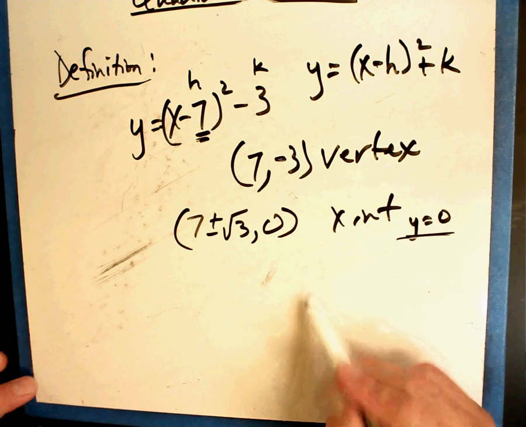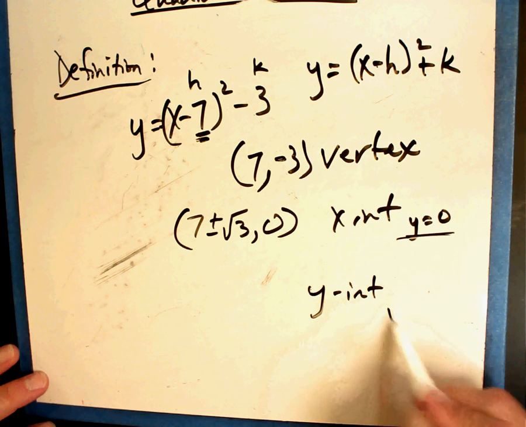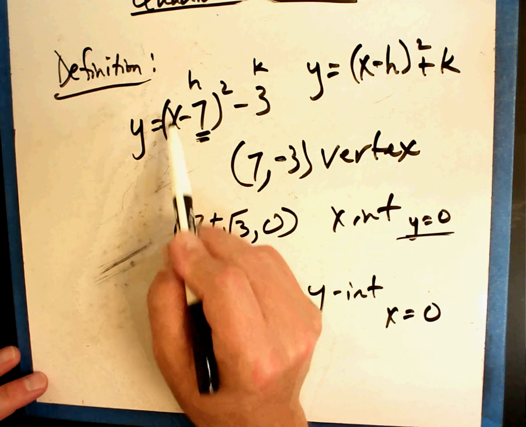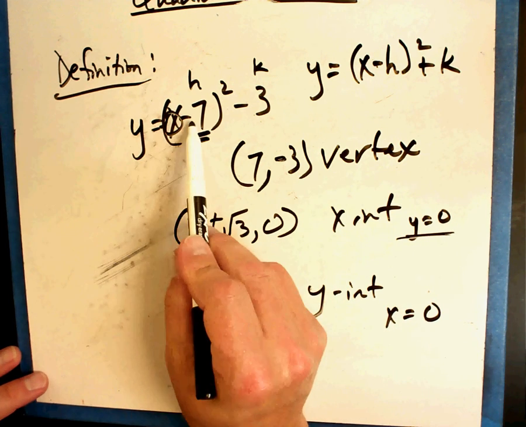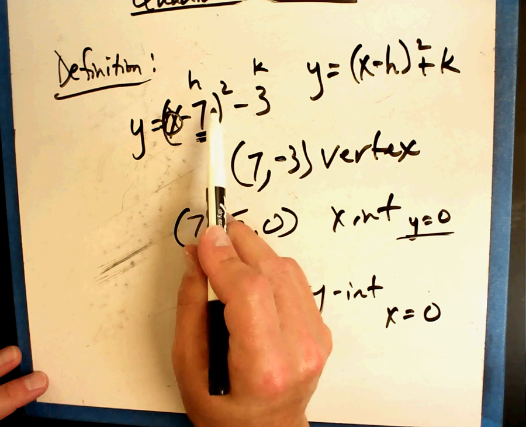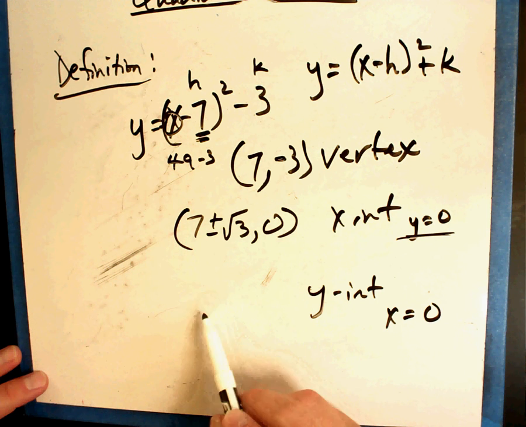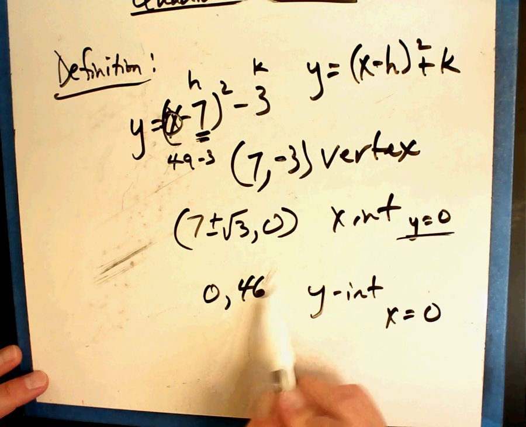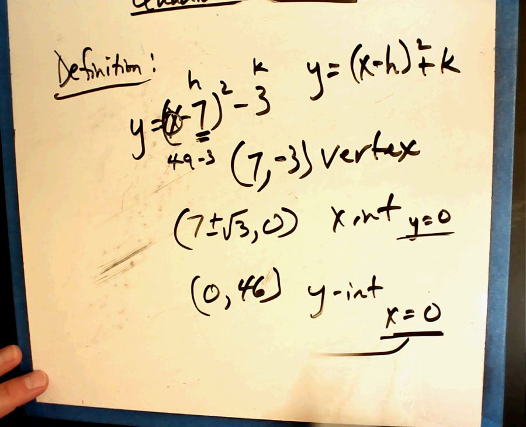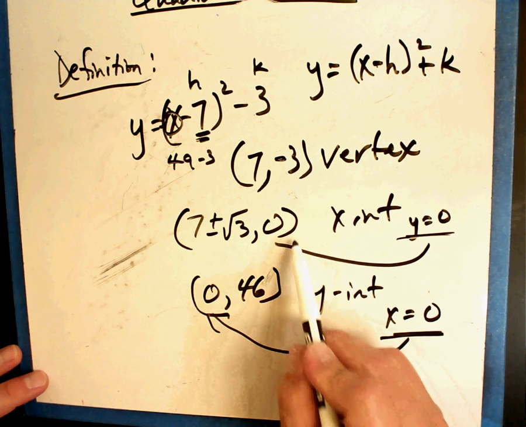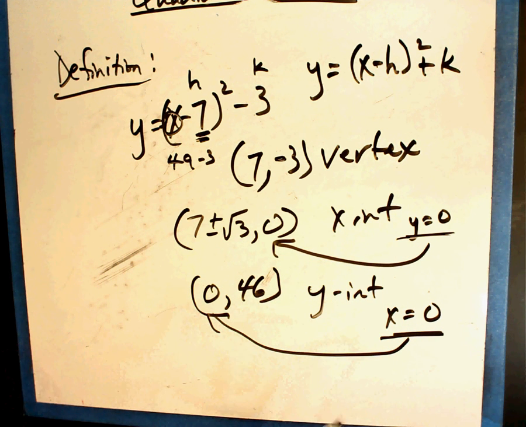If I want to get my y-intercept, I'm going to set x equal to 0. So if I go here and set x equal to 0, 0 minus 7 is minus 7 squared, which is 49, minus 3. So that's (0, 46). How do I get that order? If x equals 0, there's my 0. y equals 46, there's my point. So there's all my points.